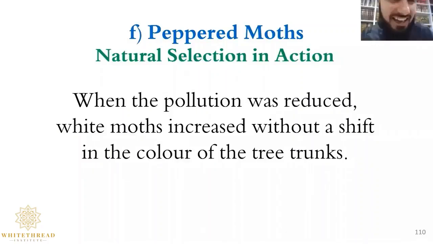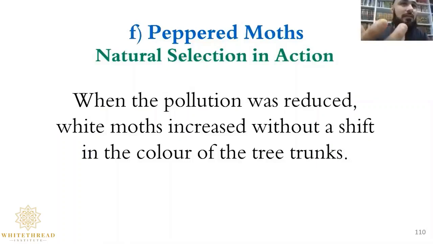So the problem was that the theory was based on the camouflaging effect, but when the pollution was reduced, the white moths increased without a shift in the color of the tree trunks. The tree trunks were supposed to change in color before the white moths came back. But here you go, white moths coming back, increasing in frequency, when the trees are still covered with soot, that powdery deposit that causes the blackness.